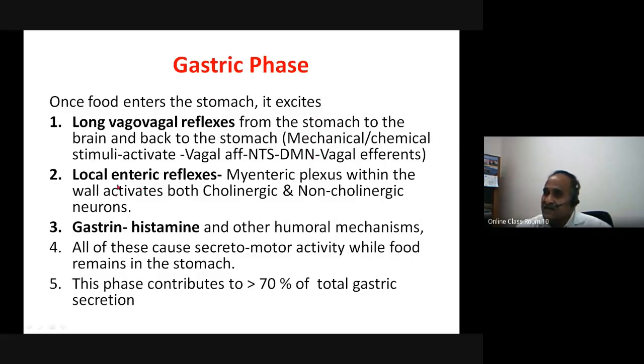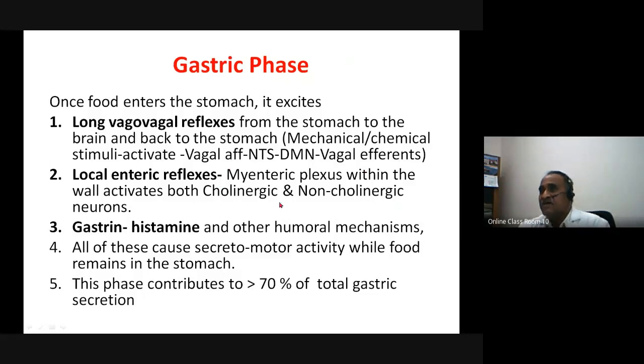The second component: the myenteric plexus situated in the stomach is activated because of the presence of food and the secretion of other factors, the humoral factors like gastrin, histamine, serotonin, and so on. Many other chemicals are released during the activation of the myenteric plexus. These myenteric plexuses are triggered because the first trigger comes from the vagal efferents, involving both cholinergic and non-cholinergic excitatory inputs, which continue to secrete the gastric juice.